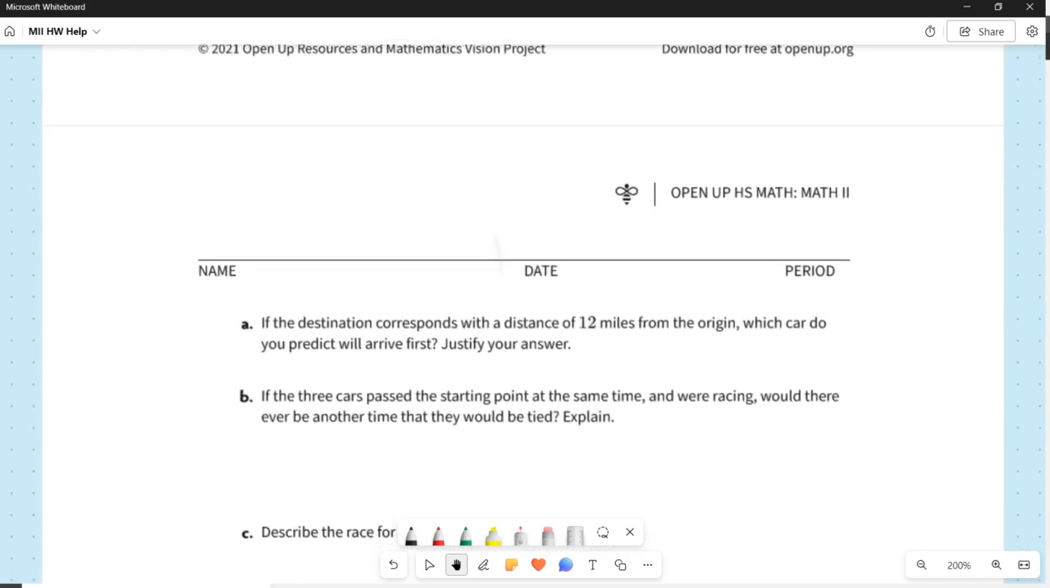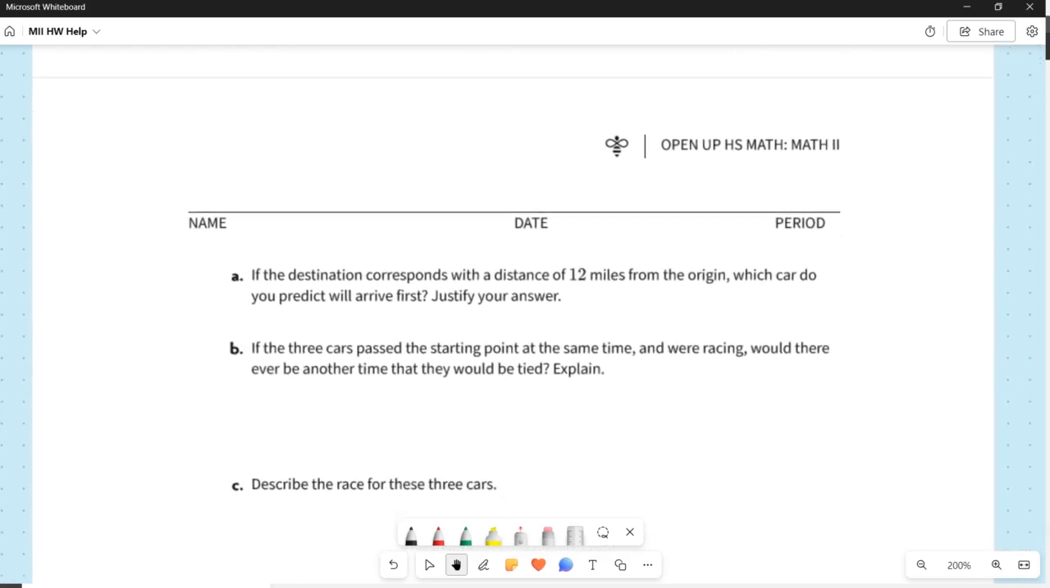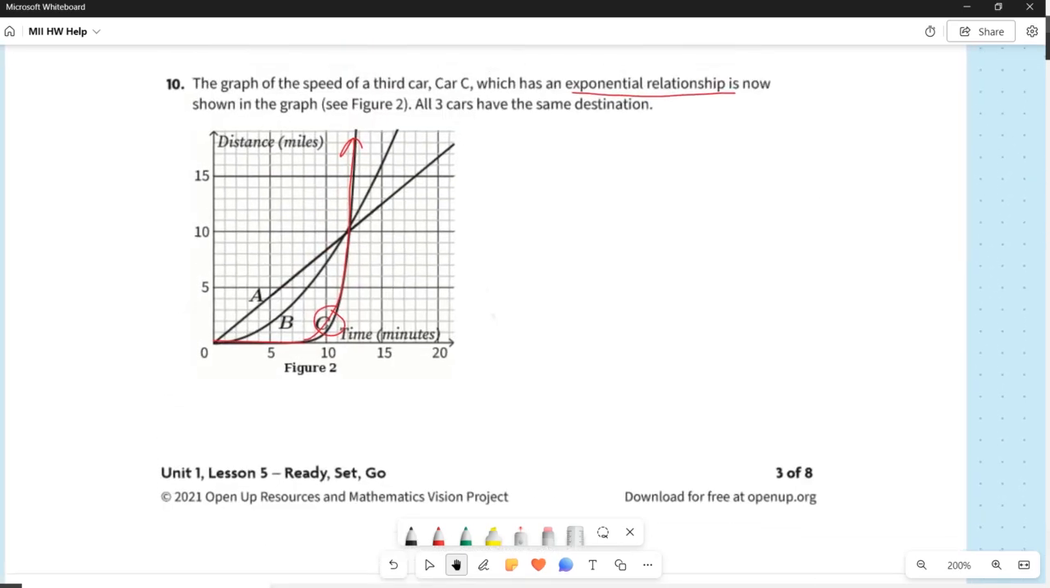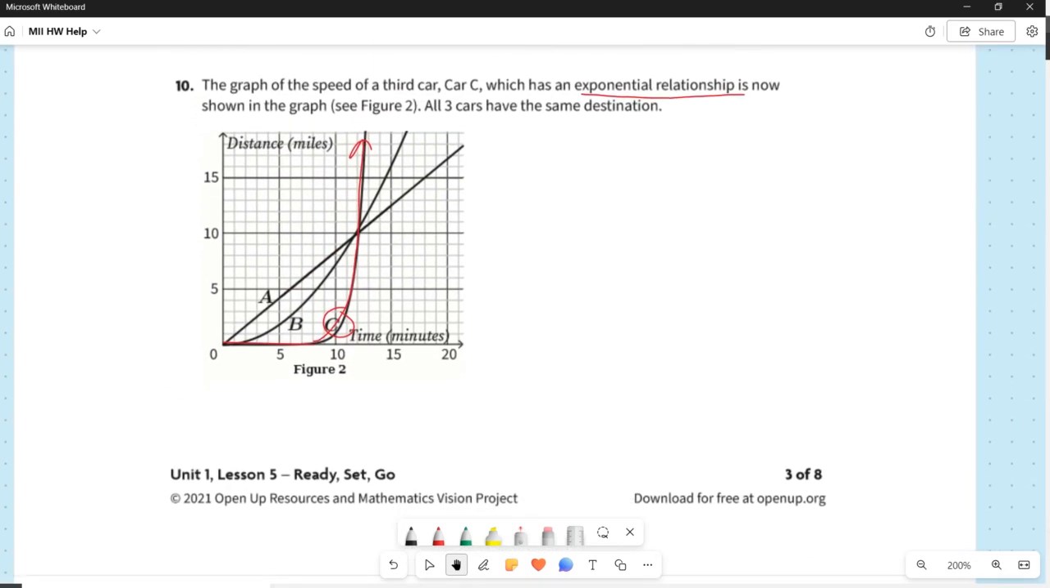So we only have to do part A. If the destination corresponds with a distance of 12 miles from the origin, which car do you predict will arrive first, and justify your answer? So 12 miles. They all start at 0, and 12 miles is right here. All right, that's 12. And so we're talking about, let's see, will it actually do a straight line for me? There we go. Nice. So we're talking about that right there. Right? And again, notice that our x-axis is time.